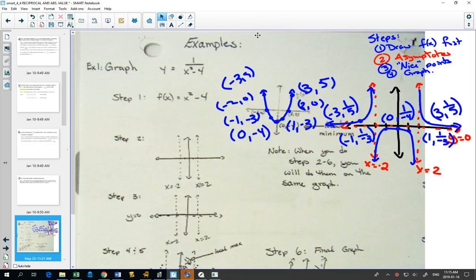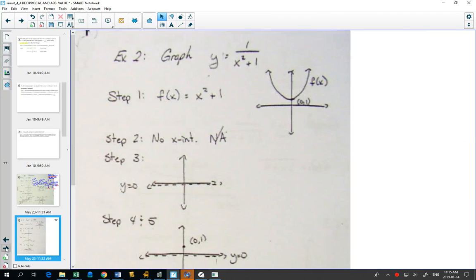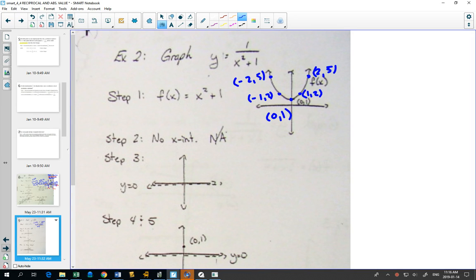Okay, so let's look at example 2. x squared plus 1. Here's our original graph. We're going to graph some nice points on it. We've got 0, 1. We've got 1, 2. 2, 5. Negative 1, 2. Negative 2, 5.